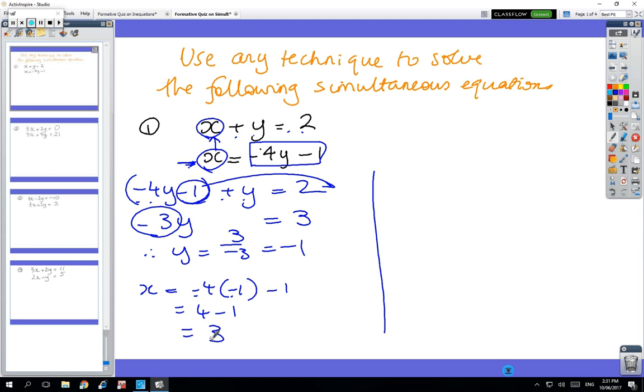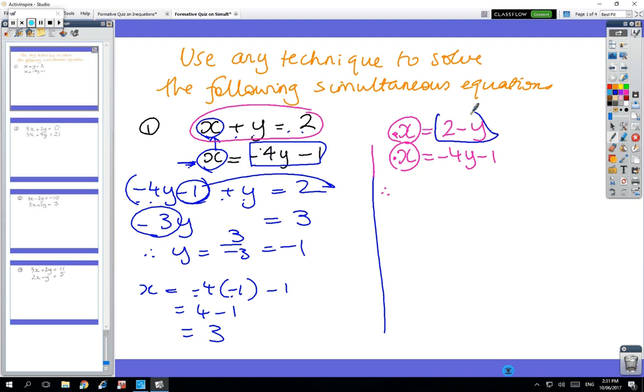So another way you could do it, if you wanted to, would be to make x the subject of that first equation. So x equals 2 minus y, and x is already equal to minus 4y minus 1. Now we've got x as the subject, so now we could say, well, if that x equals that x, then that is the same as that. So I've got 2 minus y equals minus 4y minus 1.